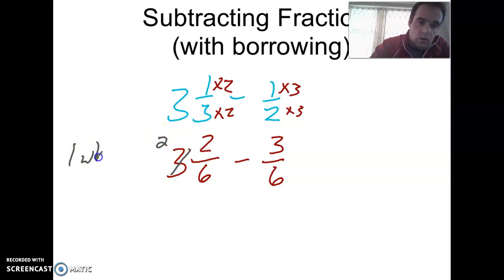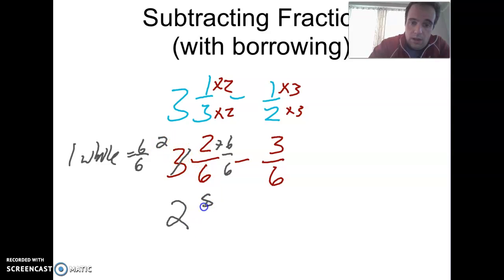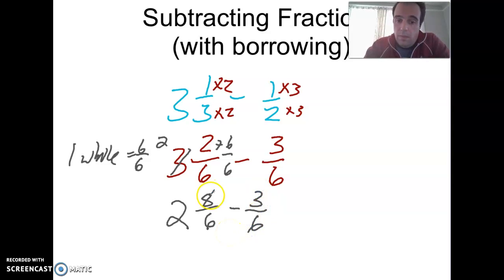Now 1 whole in this case is 6 over 6. So we're going to add 6 over 6 to our fractional part. This is now a 2 because we borrowed, and here is now 8 over 6. It looks funky, but that's okay. It won't be funky very long because now we have enough in our numerator to subtract. 8 minus 3 is 5/6, and that 2 minus no wholes is still 2. Way less work than going to improper fractions.